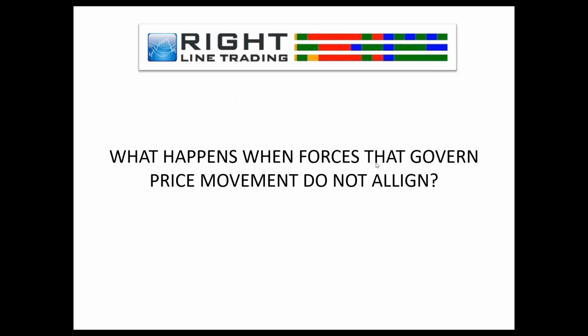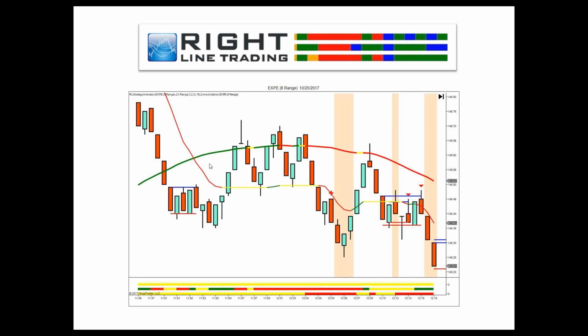Now, what happens when the forces that govern price movement don't align? This is really key. I'm going to show you. Here's a market where you have no background bias. It's Expedia, and it was yesterday.